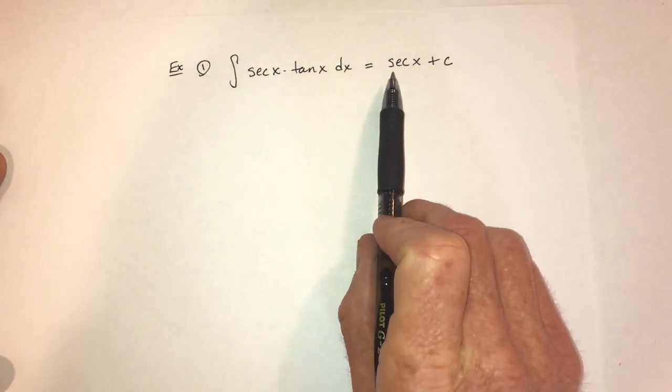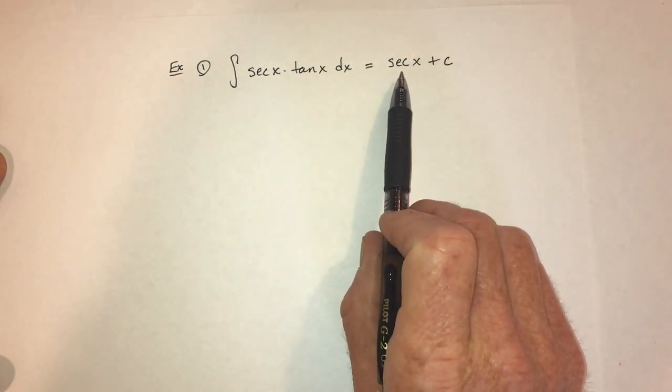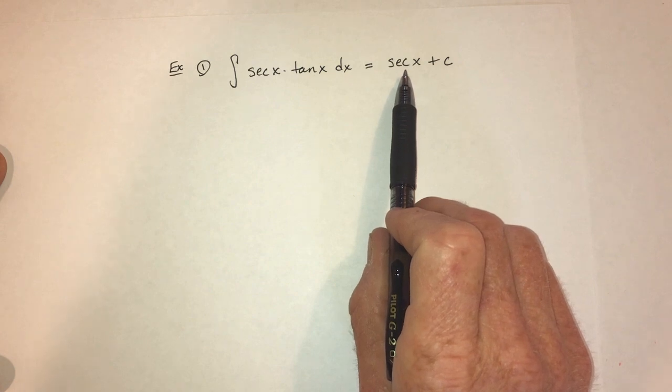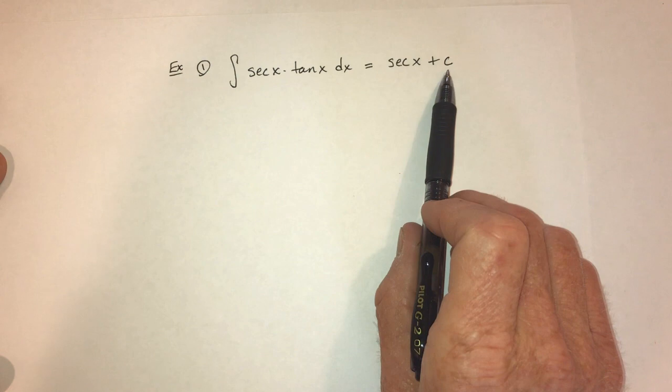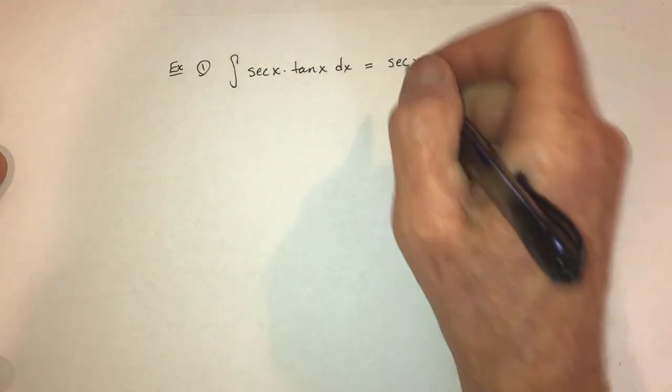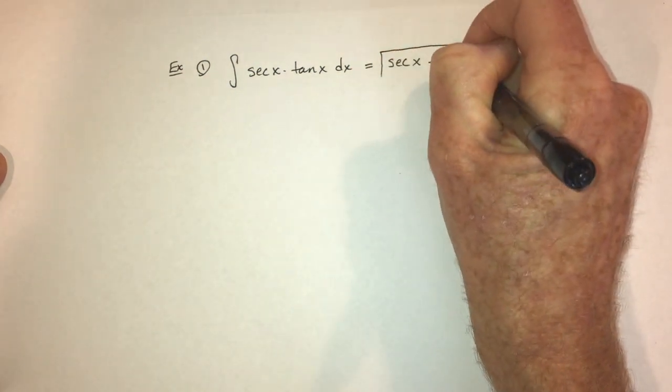Now the good thing with antiderivatives is you could always check your answer. So take your answer and take the derivative. The derivative of secant is secant times tangent. The derivative of a constant is 0, which means this one is perfect.